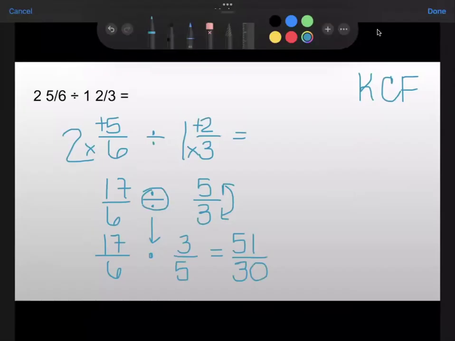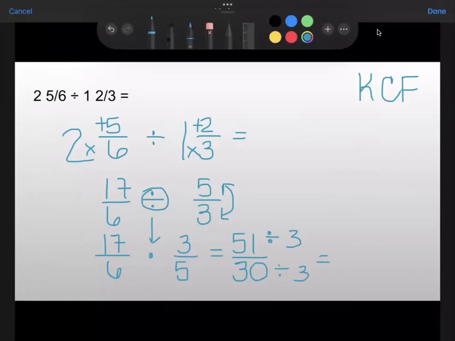Okay, now this doesn't quite look like it can be simplified. However, I think that it can because they're not even numbers on the top and the bottom, but 51 can be divided by 3 and so can 30. The way that I know that 51 can be divided by 3 is because if you add 5 plus 1, you get 6, and 6 can be divided by 3. So that means I'm going to divide both of these by 3 to get a simplified improper fraction.